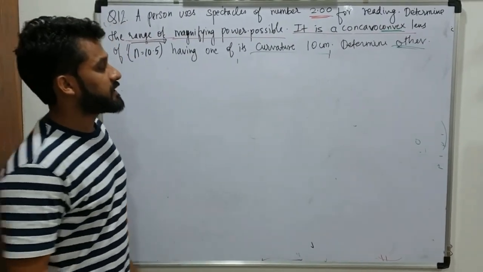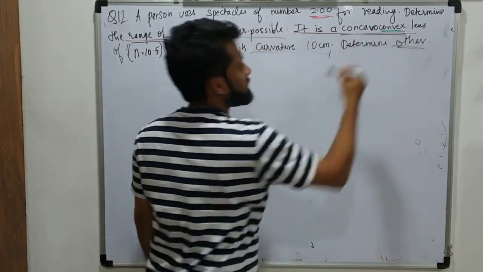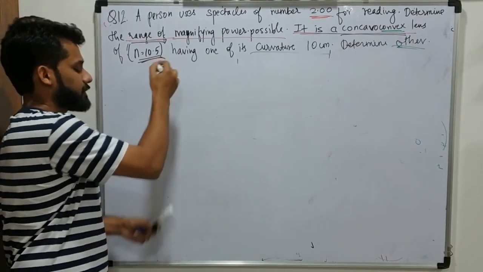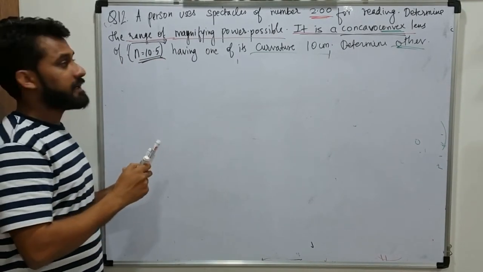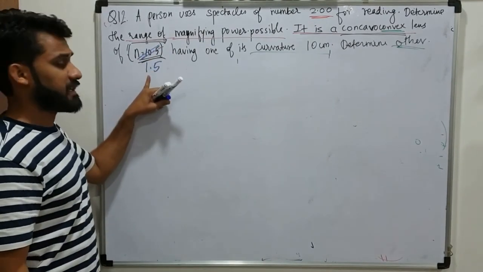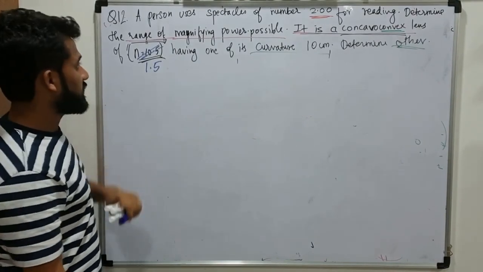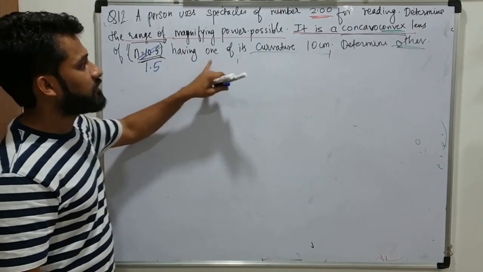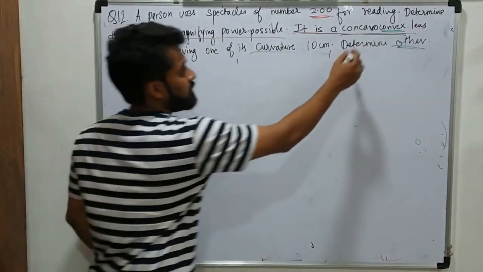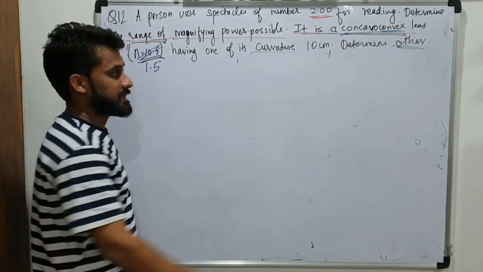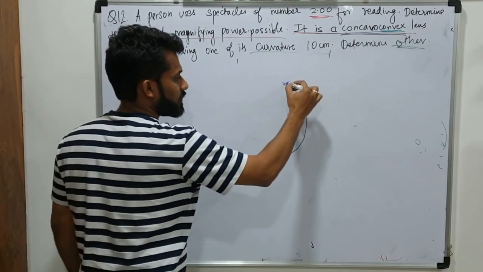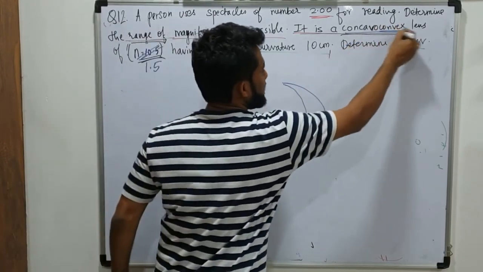In the second part of the question, the lens is given as concave or convex, with refractive index 10.5. There is a problem with this number. It is a misprint and the value should be 1.5 and not 10.5, because a refractive index of 10.5 would be very large. 1.5 should be the refractive index, with one of its curvatures 10 centimeters. Determine the other curvature. First of all, you must know what a concave or convex lens is. The first part is concave, the other one is convex. So effectively the lens is a convex lens.